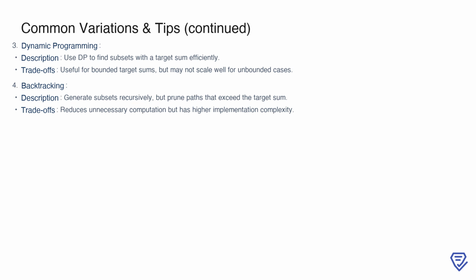Alternatively, backtracking provides a flexible way to generate subsets recursively. By pruning paths that exceed the target sum early, you can reduce unnecessary computations. While this approach is highly effective for avoiding redundant calculations, it comes with the drawback of higher implementation complexity. Both dynamic programming and backtracking are advanced techniques that can be particularly useful in challenging zero-sum problems, so understanding when and how to apply them is crucial for optimizing your solution.